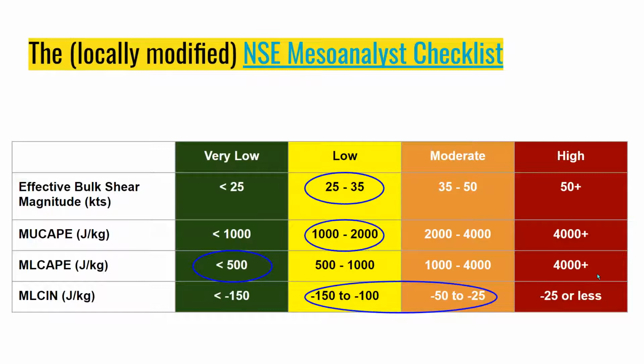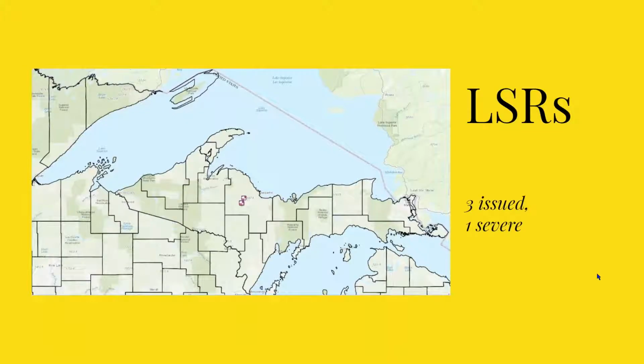So we had low shear, low MUCAPE. You can see what I've circled there, what I identified in terms of the environment for that day. So nothing screams out here saying this is going to be a big hail event. Absolutely not. There were only 3 LSRs that were issued, and only one of those 3 LSRs was severe. So definitely a lower end event. But nonetheless, it was still something I think that was important to take a look at.